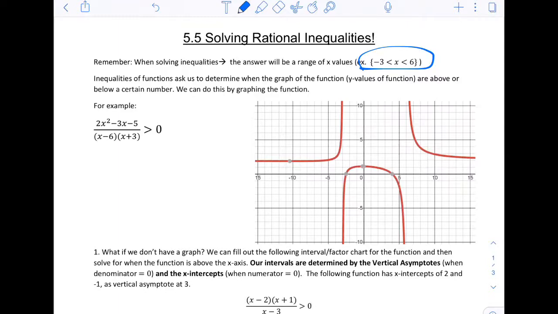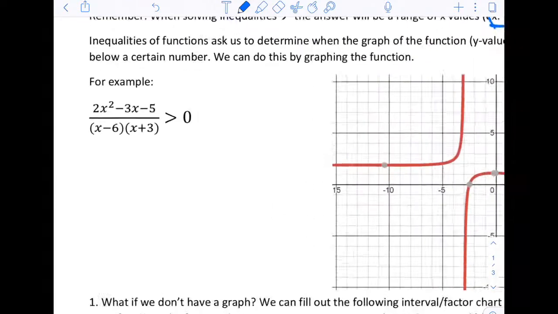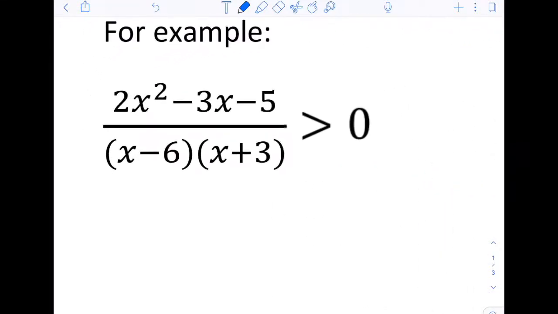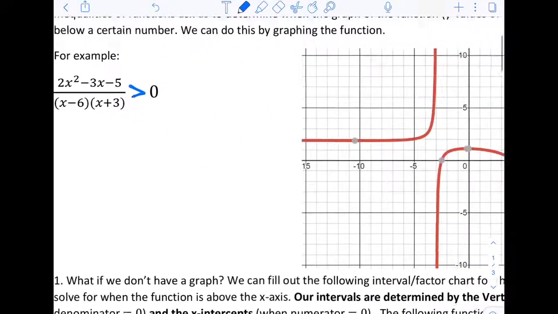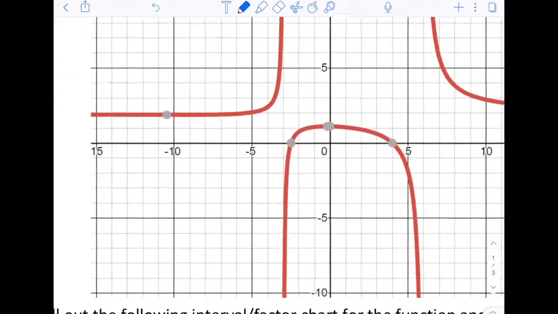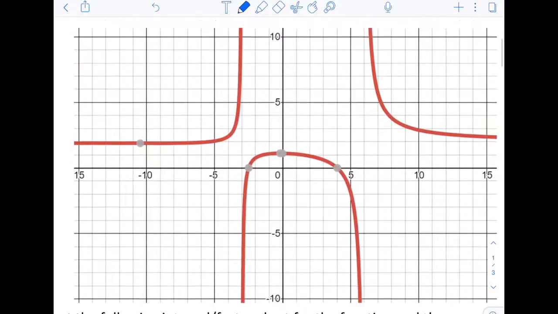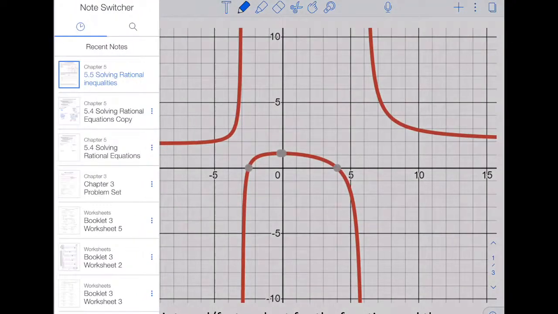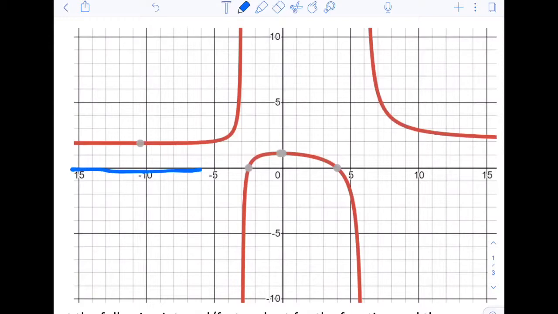And it says, inequalities of functions ask us to determine when the graph of a function, the y values, are above or below a certain number. We can do this by graphing the function. So in this case, we've graphed this equation over here on the left, and it says, I want to know when all that stuff over there on the left is greater than 0. I want to know when it's above 0. So I graph this one here over on Desmos. I want to know when is this function going to be greater than 0? Well, I know it's equal to 0 everywhere along this line here.